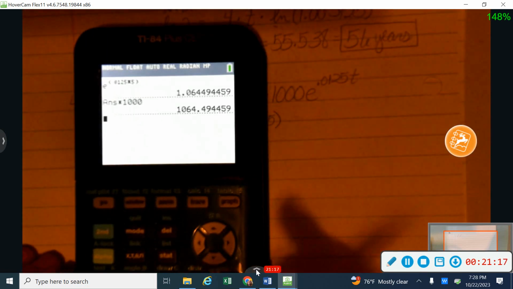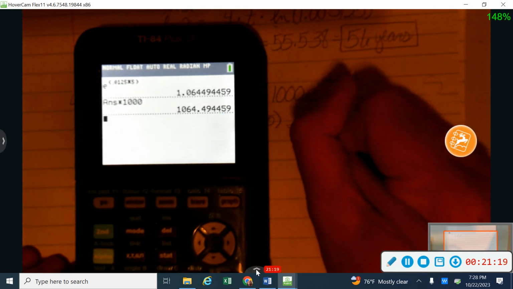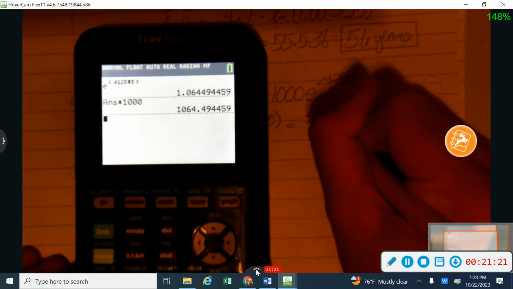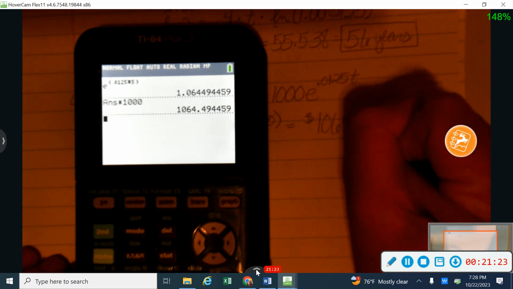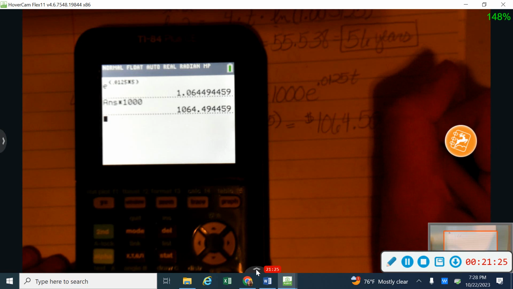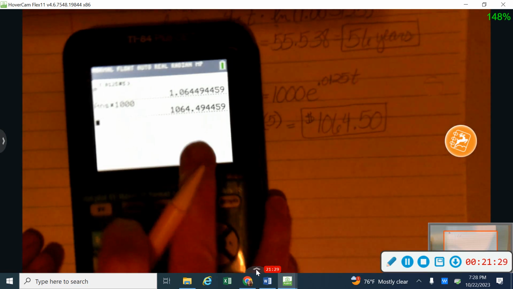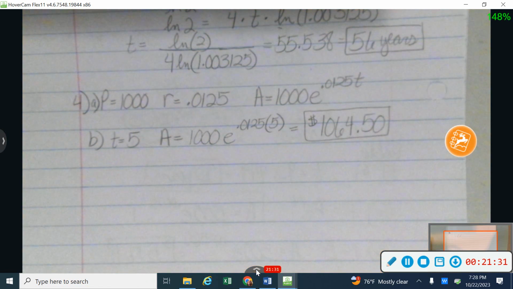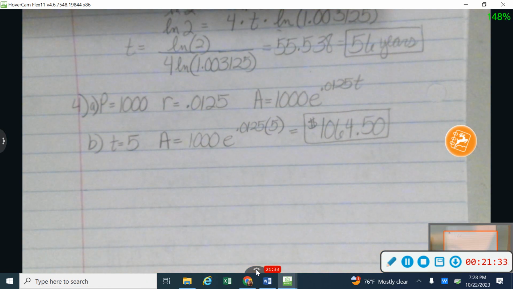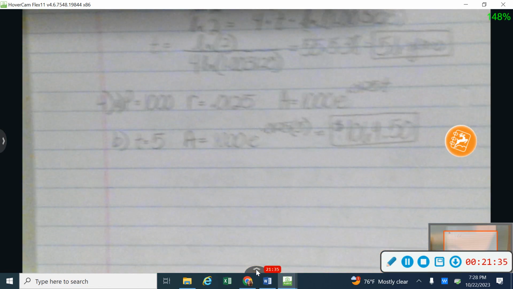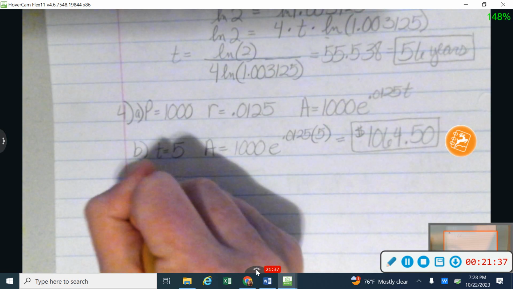And so after 5 years, this investment has made $1,064.50. So again, I made a little bit more compounding continuously than we did up above on number 3 with the same numbers, but compounding quarterly. So just a thought there.